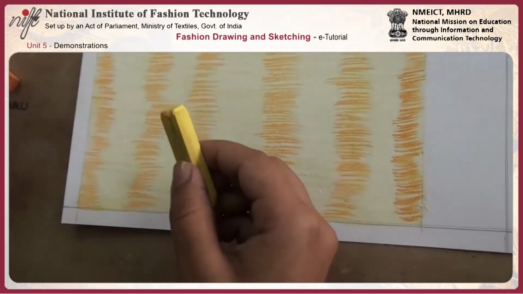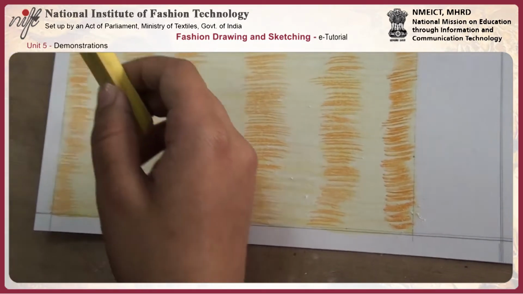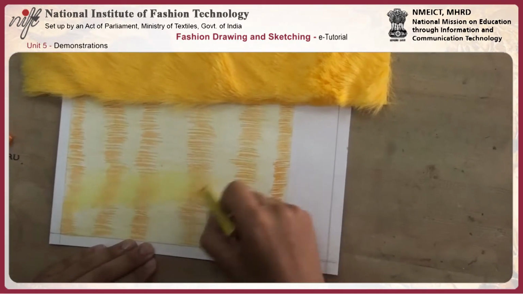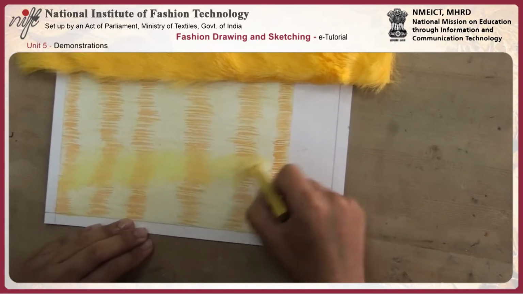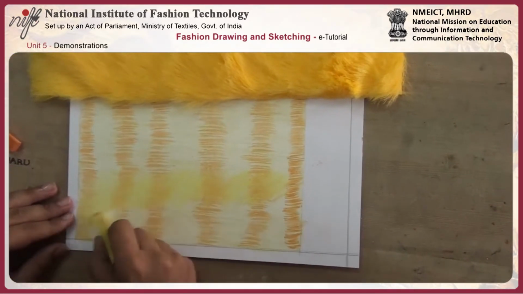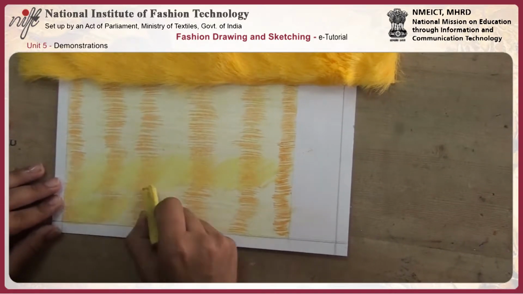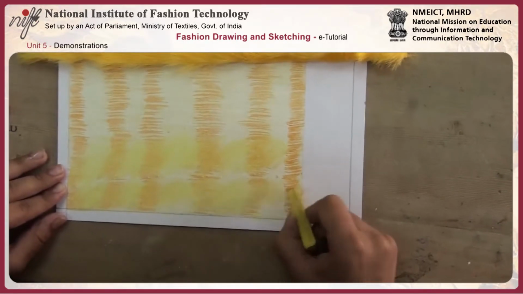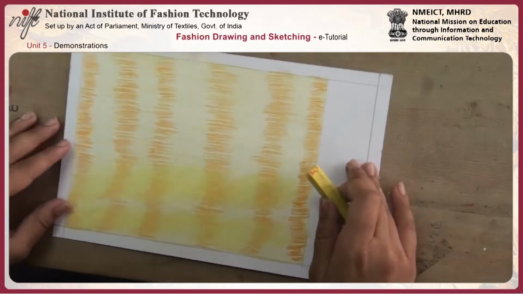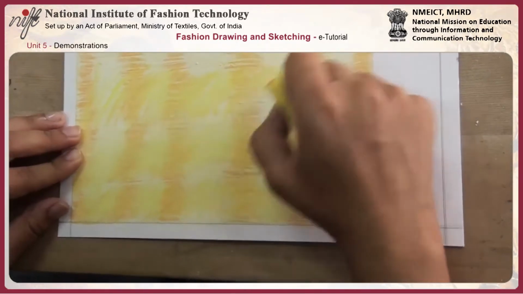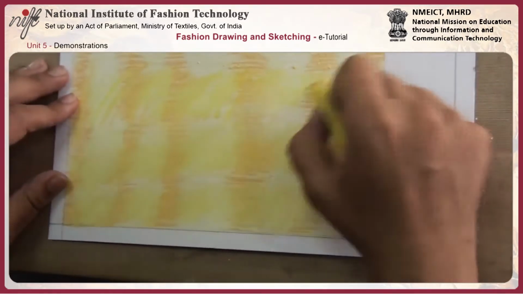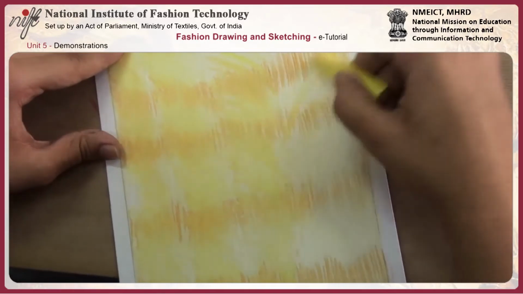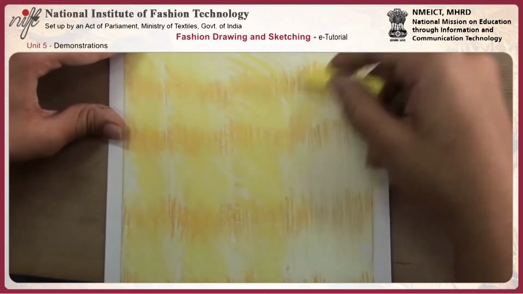Here, the illustrator is seen using soft dry pastels. The material being rendered is pile fabric. It is yellow in color with piles on the surface. Pile is nothing but the loose fibers that can be seen on the surface of the fabric.